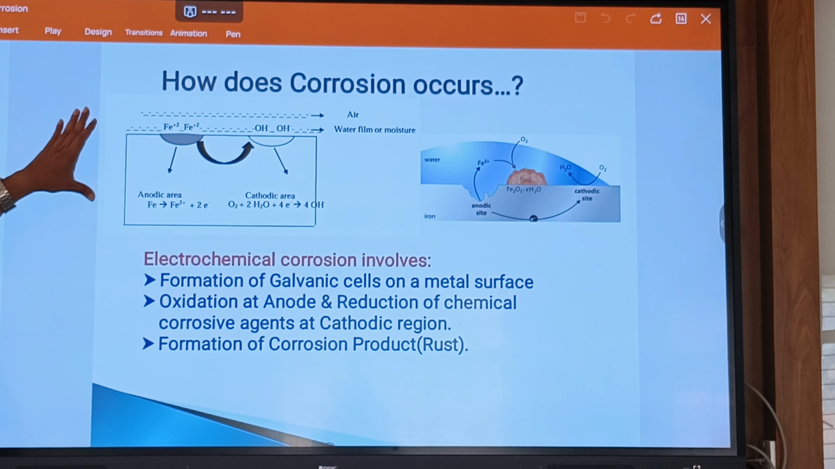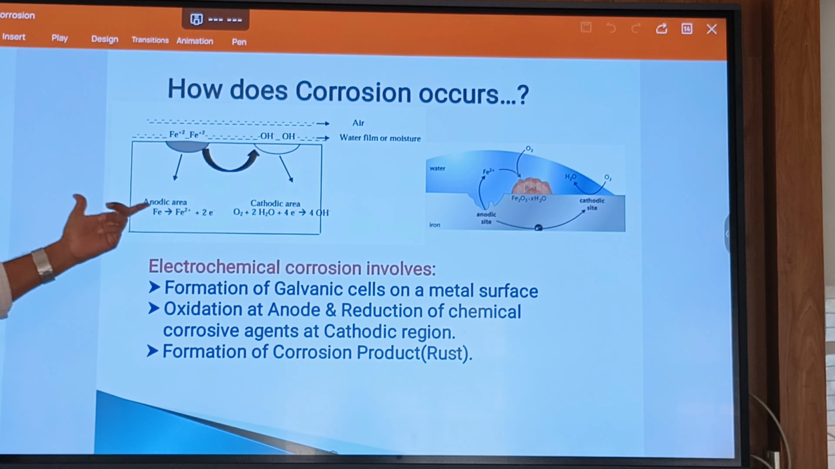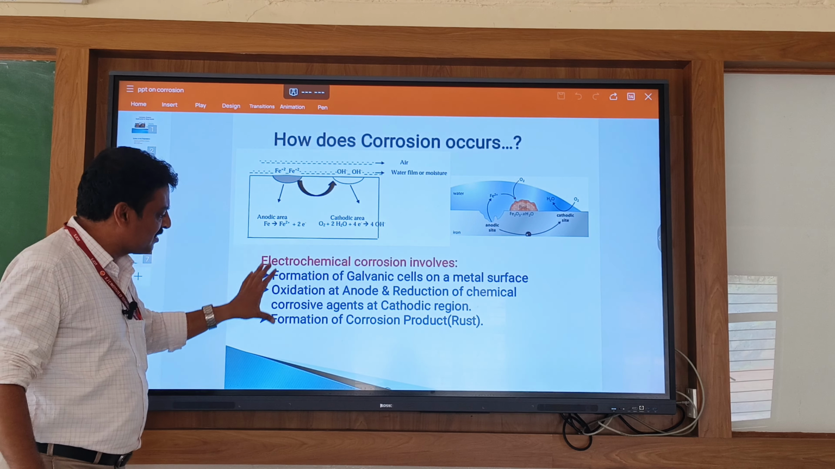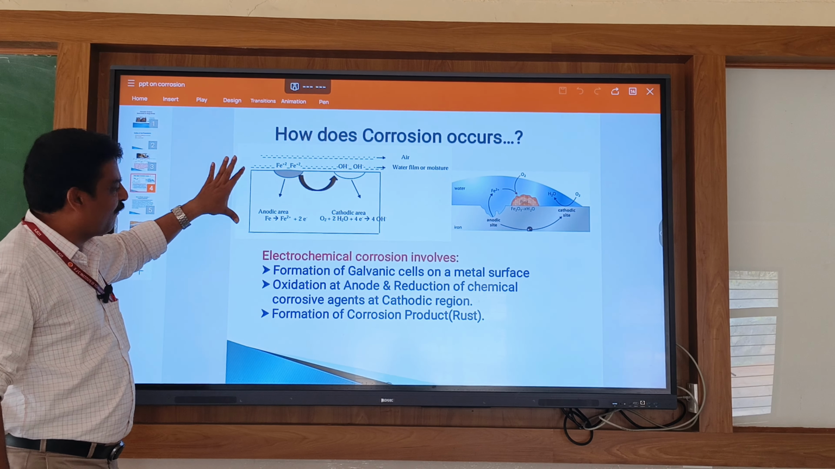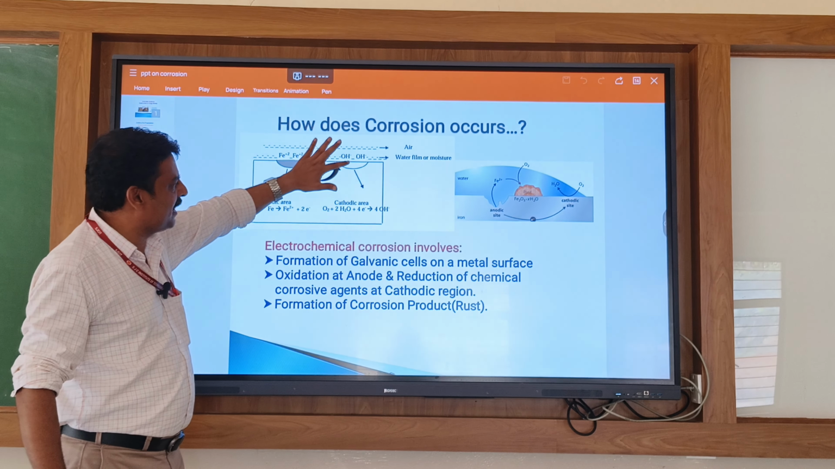If you look at the next slide, you can observe the corrosion pattern. When a metal is exposed to the chemical corrosive environment, it undergoes the following changes. All these three changes you can observe in this figure. This is the metallic object. Here it is the anodic region. Here it is the cathodic region.